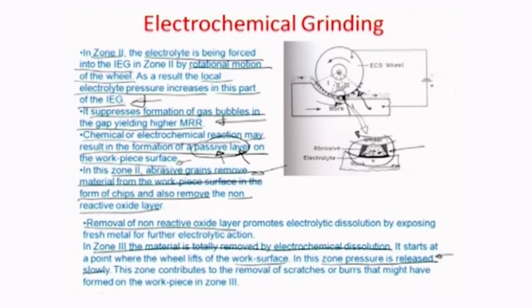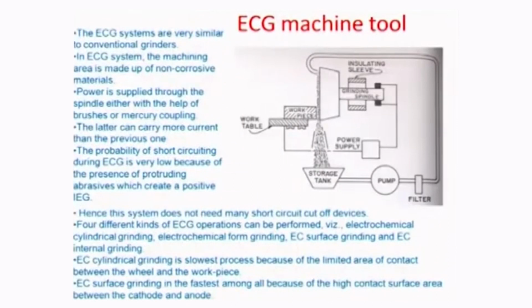So, therefore, this zone contributes to the removal of those scratches or burrs which have been formed because of the mechanical abrasion in zone 2. So, those burrs are eliminated in zone 3. So, that is about the basic process of electrochemical grinding.